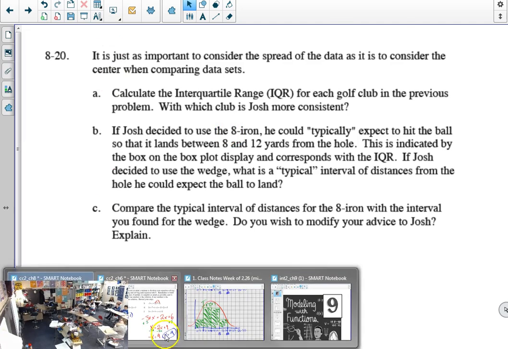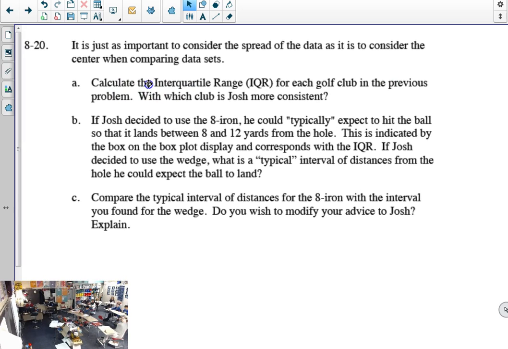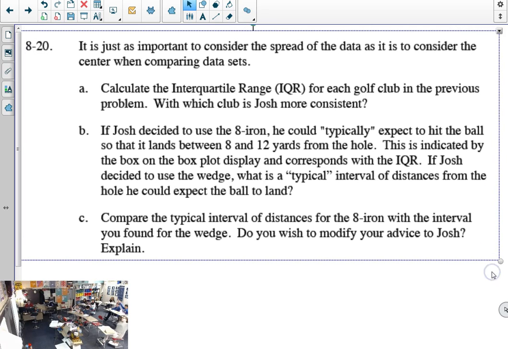I'm going to throw the other graph up on the TV while we look at these. So if you look at your box plot, we're supposed to find the interquartile range. So, review. This is real easy if we bump back one. What's the interquartile range for the wedge? 13. Okay, yes, 13. We'll just go class answers. Interquartile range for the iron. 4. 4, closer, right? Tighter together.